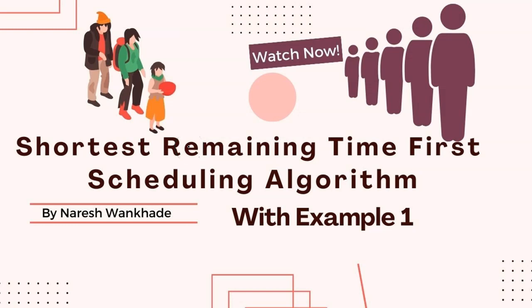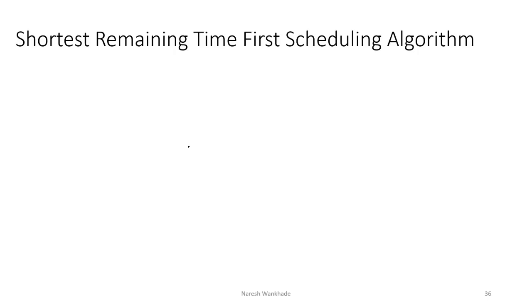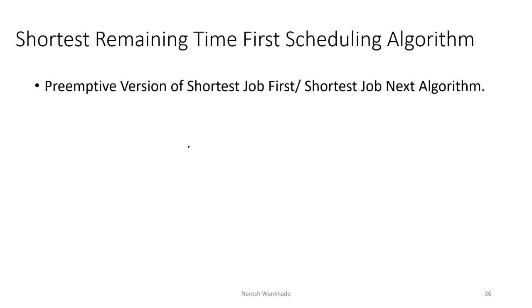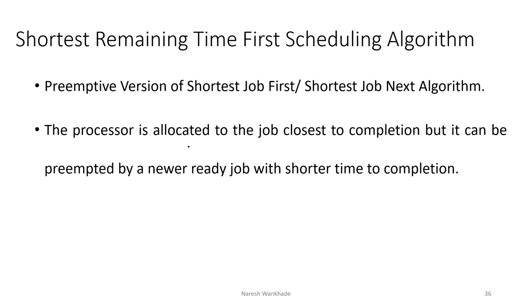Hello friends, in this video lecture we will see shortest remaining time first scheduling algorithm with example. The shortest remaining time first scheduling algorithm is also known as preemptive shortest job first scheduling algorithm or preemptive shortest job next scheduling algorithm. In this algorithm, the processor is allocated to the job closest to the completion, but it can be preempted by a newer ready job with shorter time to completion.